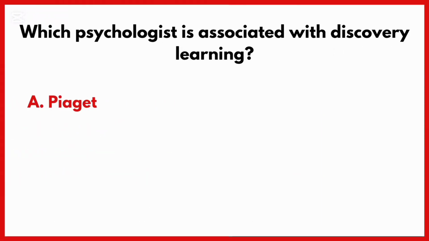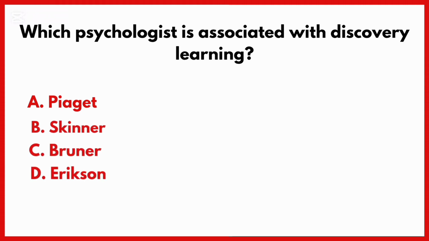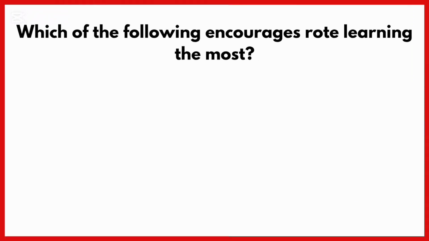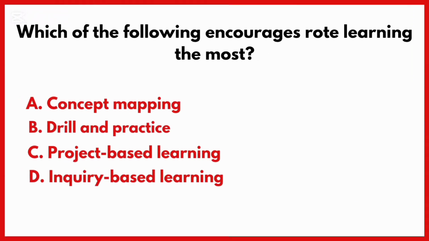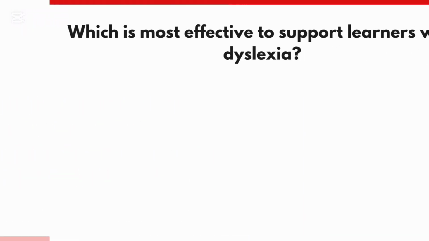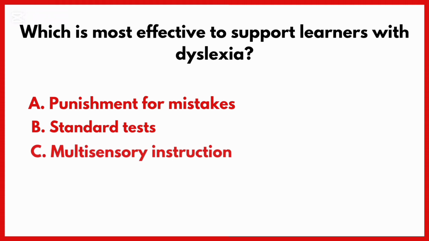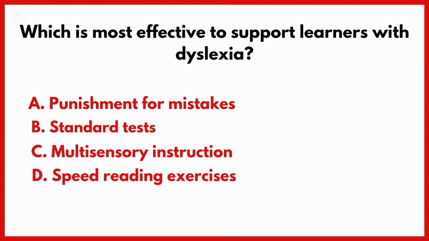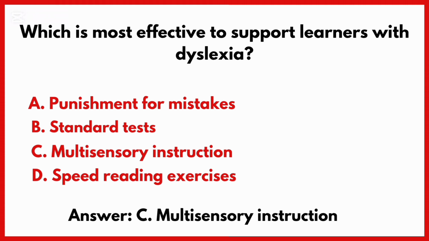Which psychologist is associated with discovery learning? Correct answer is option C. Bruner is associated with discovery learning. Which of the following encouraged rote learning the most? Correct answer is option B. Drill and practice encouraged rote learning the most. Which is the most effective to support learners with dyslexia? Correct answer is option C. Multisensory instruction.